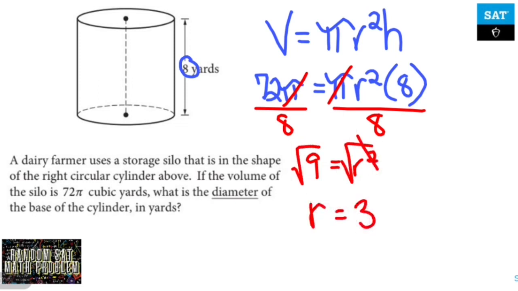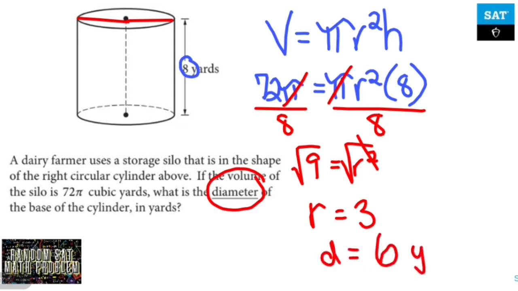Now, before you circle that and call it a day, they don't want the radius. They want the diameter. And so that would be the radius. That would be the diameter. So the diameter is twice that. So we're working with 6, what do I have here? Yards, 6 yards. And that's it. As the thing on top of my pen falls off, I can't complete the circle. There we go.